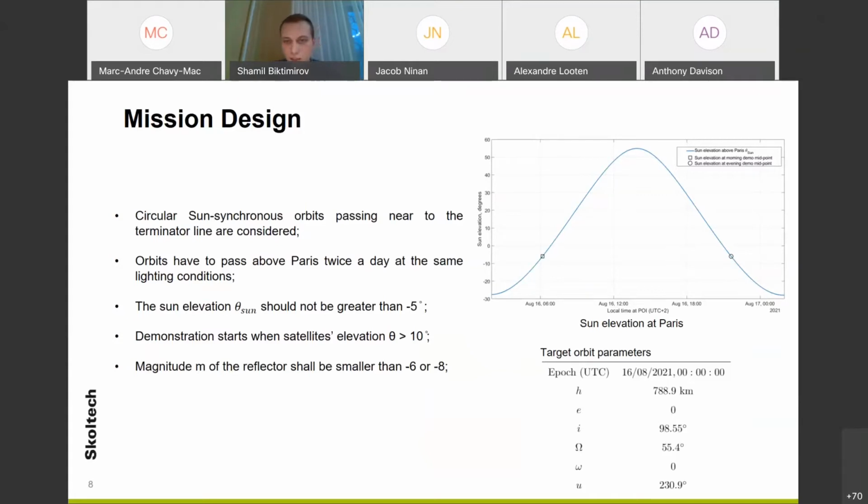So, for example, you can see the figure, and the square and circle are the midpoints of demonstrations. Then we select such an orbit to ensure that the satellite will go above Paris at a sun elevation angle smaller than -5, and the satellite should be above 10 degrees of elevation. And actually, you can see here the final orbital parameters that we selected. So the orbit is a sun-synchronous orbit, it's circular, and it has an altitude of approximately 800 kilometers.